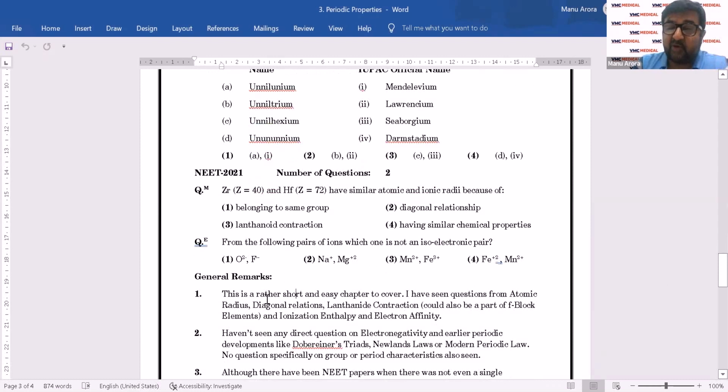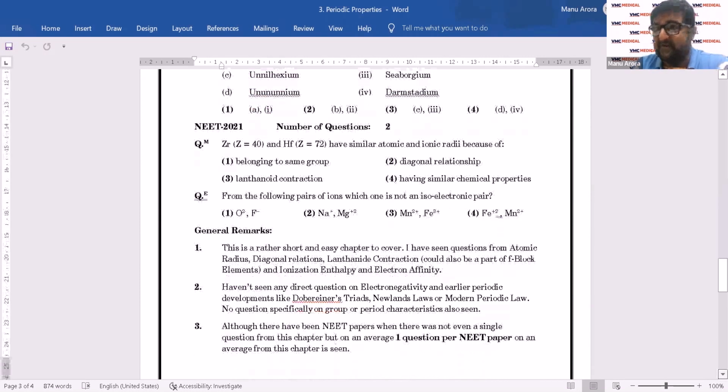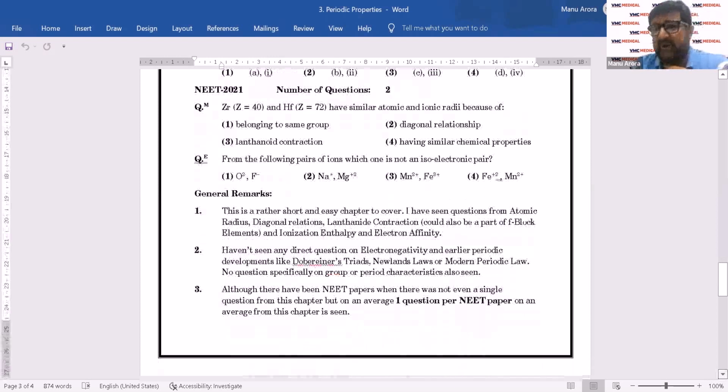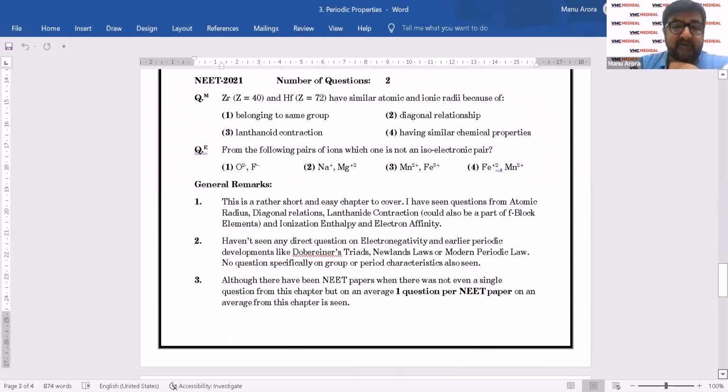I have seen questions from atomic radius, some diagonal relations, lanthanide contraction, which could also be a part of F block. Ionization enthalpy, probably one question from electron affinity. But there has been no question particularly from electronegativity, or early developments like Dobereiner's or Newlands' laws or Lothar Meyer's curve, or modern periodic law or Mendeleev's periodic law. Even Mendeleev's table, there has been no question. It's more like 9-10 standard area.